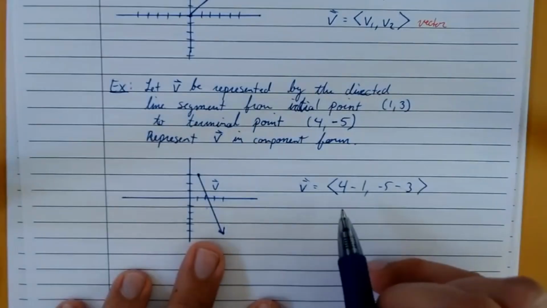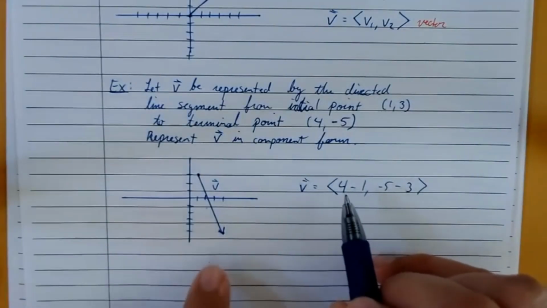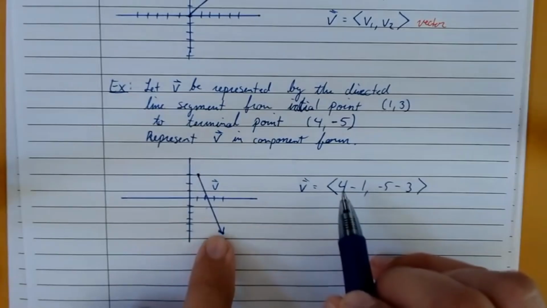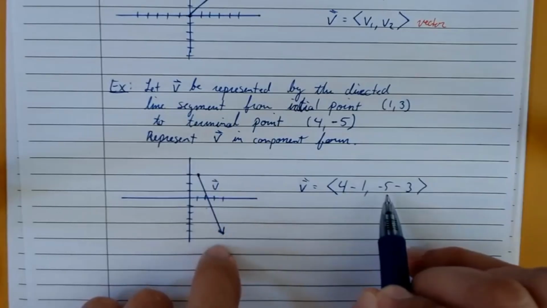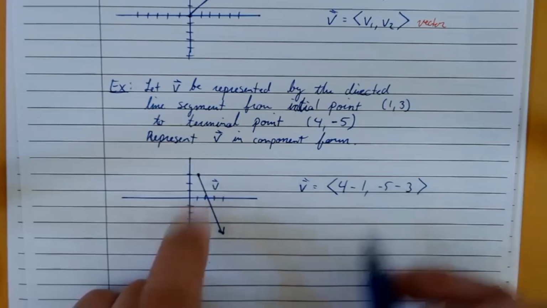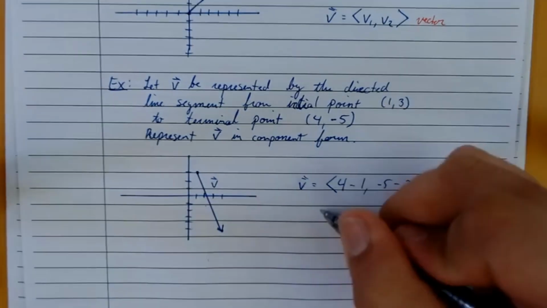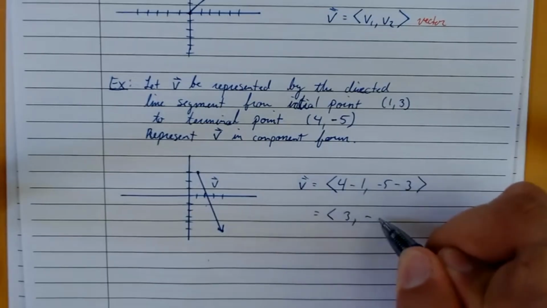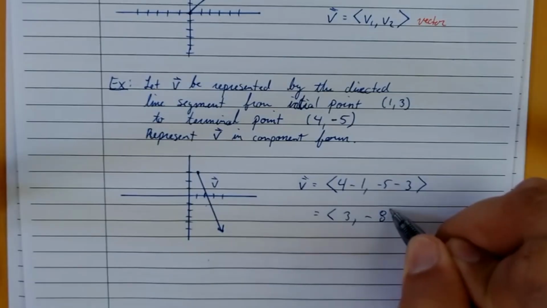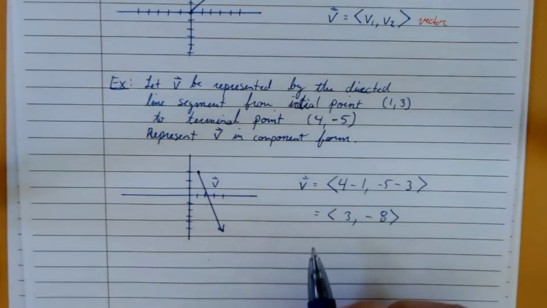So here, to find the component form, start from your terminal point and work your way back to the initial point, which will be at the origin. So here that's, what's that, ⟨3, -8⟩. That would be your component form.